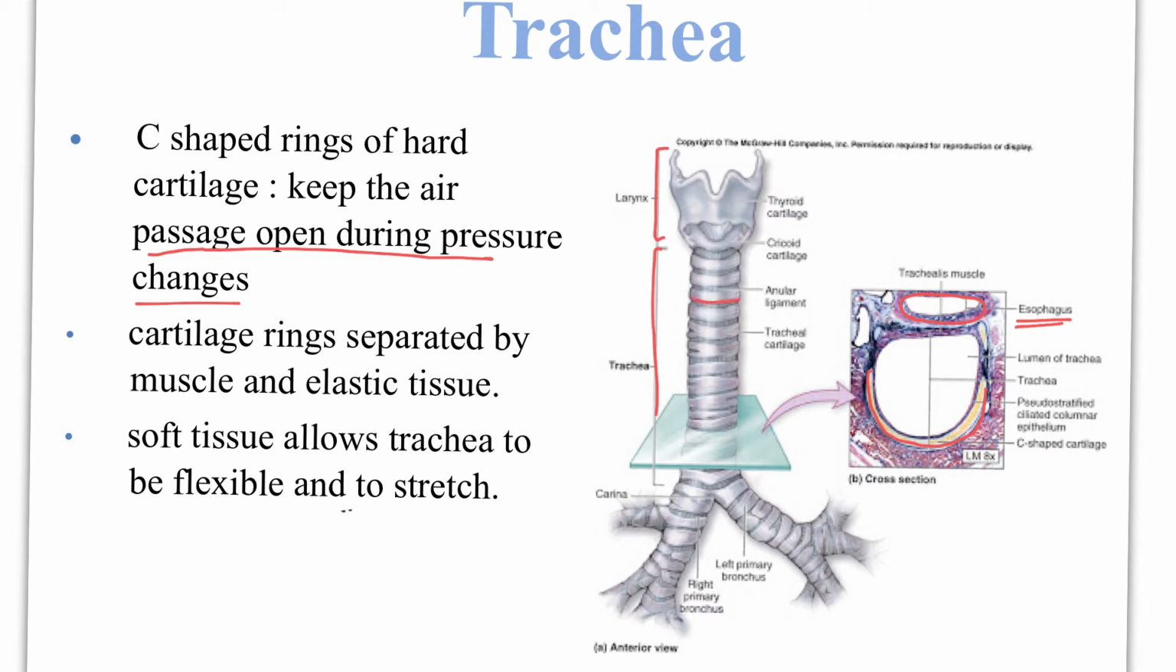So the cartilage rings are separated. So here's our cartilage ring, and then they are separated by muscle and elastic tissue. This muscle allows contraction and relaxation of the trachea to increase and decrease the volume of the air passage. And the soft tissue, so the elastic tissue, allows the trachea to stretch and recoil, in turn changing the size of the airspace of the trachea to allow more or less air through.